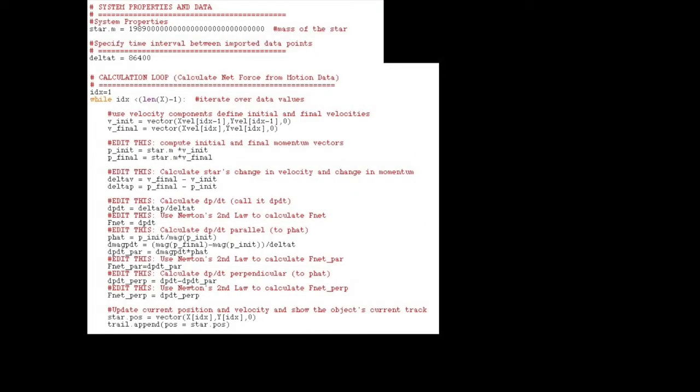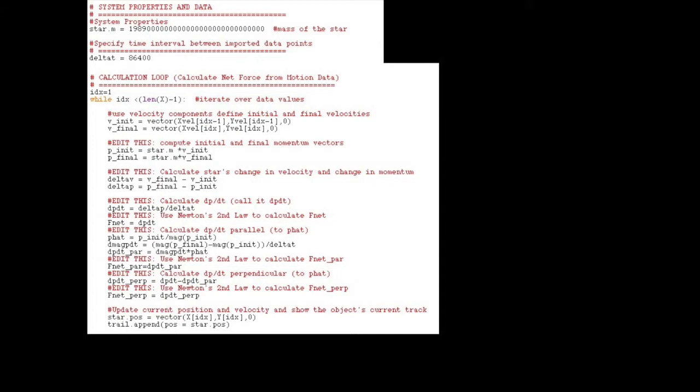For the Python code to model the data, we first input the star's mass and then the change in time to be 1 day. Then, using the star's position data, we will calculate V initial and V final, and therefore P final and P initial. After this, we can use this data to collect delta P, and therefore dP dt, which happens to be equivalent to Fnet. Then, we find the P hat and the magnitude of the momentum to find the parallel component of the dP dt, and therefore parallel component of Fnet.